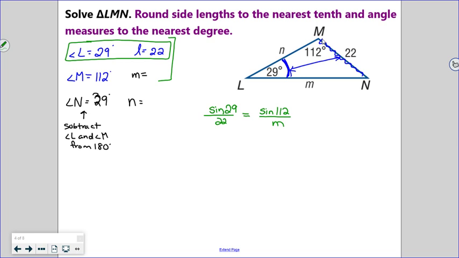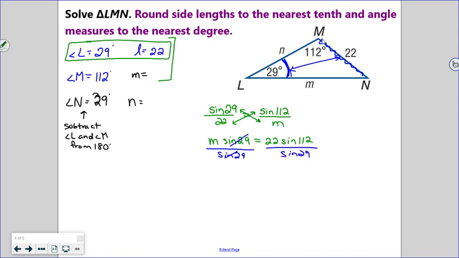Okay, this is like an algebra proportion. So remember in algebra proportions we can cross multiply to solve? Remember that rule? Okay, so if I cross multiply, I'd have m times the sine of 29 equals 22 times the sine of 112. And if I wanted to solve this for m, what would I need to do now? Divide, right? So to finish out solving this one, we would go ahead and divide by the sine of 29.